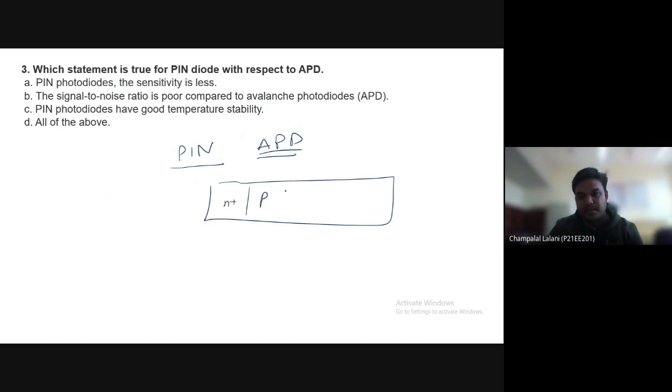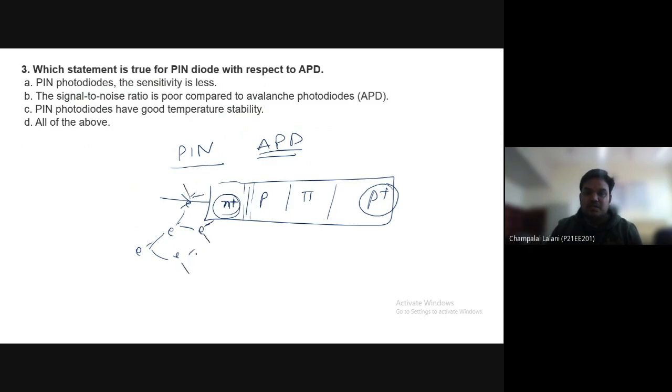N plus, P, pi is the intrinsic layer, and again P plus. The plus is for heavily doped. Because of this heavily doped region, the fast moving charge carrier will collide and generate multiple charge carriers. One charge carrier collides and generates further charge carriers, and then these further charge carriers will collide and create more charge carriers. So there will be an avalanche effect here.